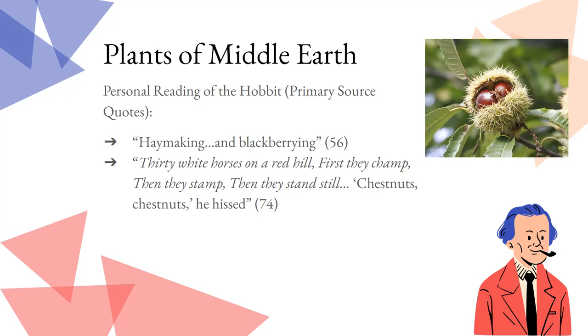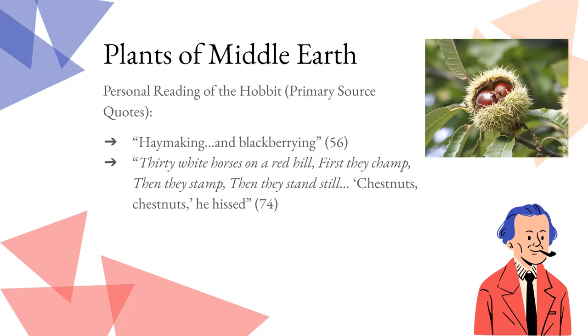And then another one, so this is when Bilbo is in the cave with, his name escapes me right now. Gollum, thank you. So we have the ring and they're doing the battle of the riddles or whatever you want to call it. So we have thirty white horses on a red hill. First they champ, then they stamp, then they stand still.